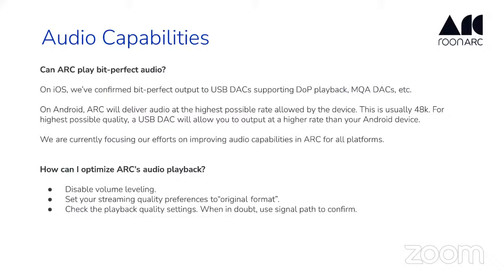Okay, so how can I optimize ARC's audio playback? If you would like to optimize for playback, there's 3 things you can do. The first is to disable volume leveling. The second would be to set your streaming quality preferences to original format to ensure you're getting the highest quality possible. And then lastly, just check the playback quality settings directly. You can use Signal Path to see exactly what's happening to your audio at every step in the flow, in case you have any doubts.